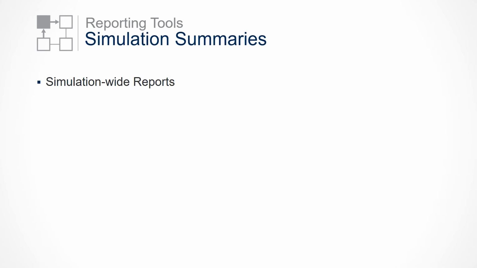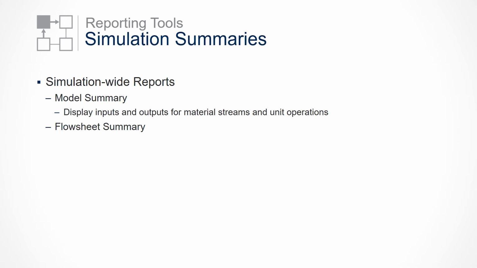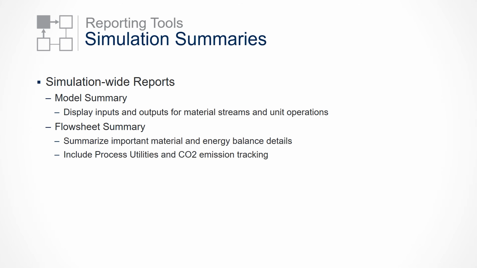For simulation-wide reports, we can use Simulation Summary tools. From the Home tab of the ribbon, we can access helpful simulation-wide reports such as Model Summary and Flowsheet Summary. The Model Summary grid displays inputs and outputs for both material streams and unit operations. We can include an embedded, real-time link to Excel using Aspen Simulation Workbook. The Flowsheet Summary contains important material and energy balance details, including information about included process utilities and CO2 emission tracking.